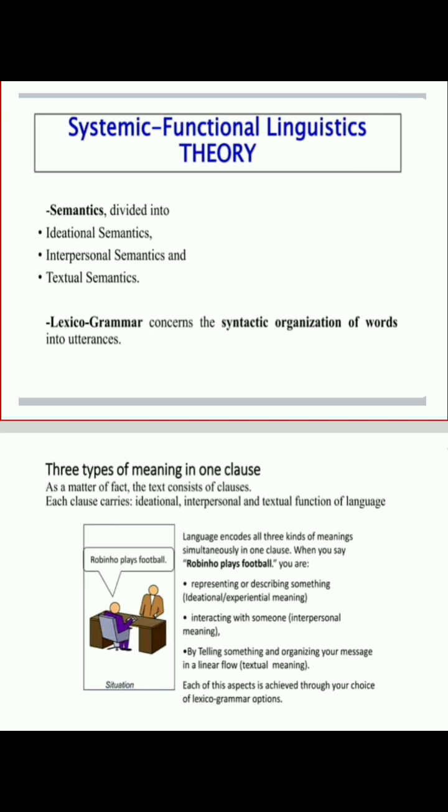Three types of meaning in one clause. As a matter of fact, the text consists of clauses. Each clause carries the ideational, interpersonal, and textual functions of language. Language encodes all three kinds of meaning simultaneously in one clause. When you say, Robinho plays football, you are representing or describing something: ideational or experiential meaning. Interacting with someone: interpersonal meaning. By telling something and organizing your message in a linear flow: textual meaning. Each of these aspects is achieved through your choice of lexicogrammar options.